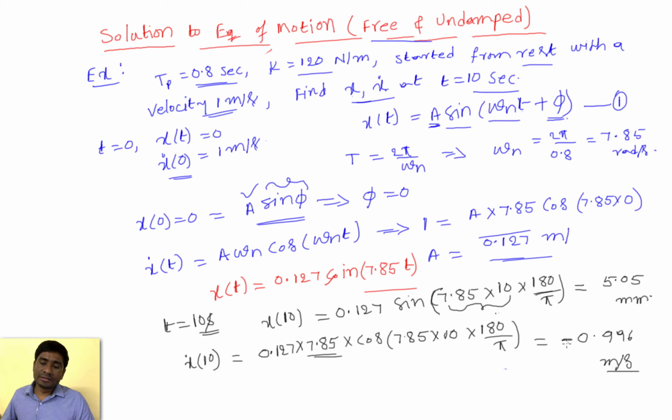So what does it mean? We got a minus value. That means at this position when t equals 10 seconds, the system is moving upward. Why? Because in the spring mass system that we have considered, x is in the downward direction, if you recollect from the previous lecture. So if the velocity is in the downward direction, we get a positive value, but here a negative value means at this instance the system is moving in the upward direction.